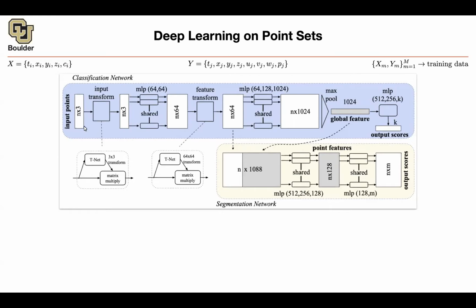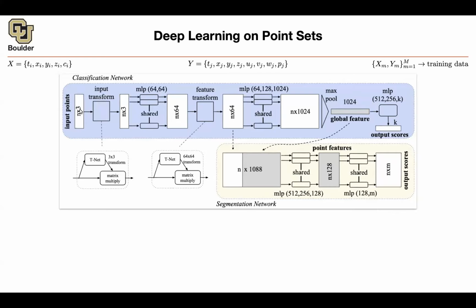Our task is a regression task. Maybe we can borrow ideas from semantic segmentation. So maybe this branch of the network is relevant to us. N is the number of points in one of these sets, which could be different from one patient to the other.